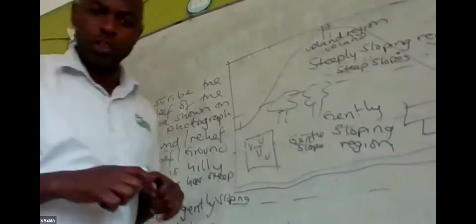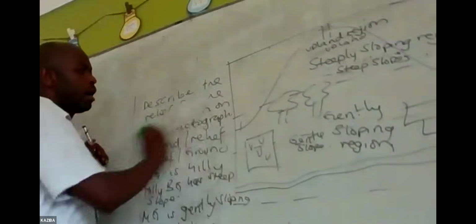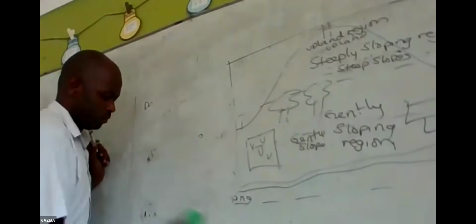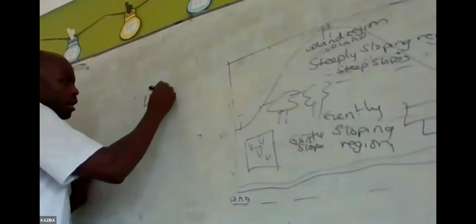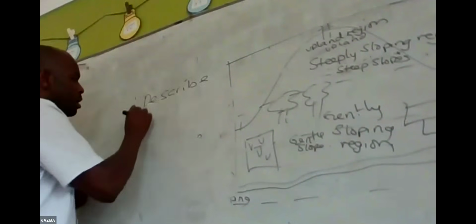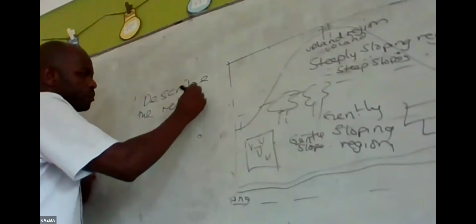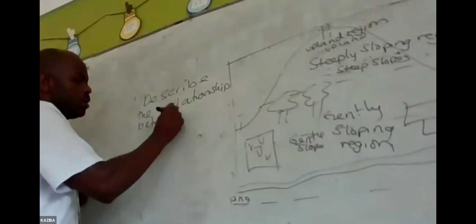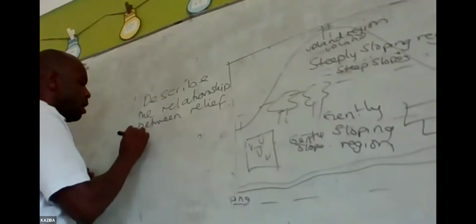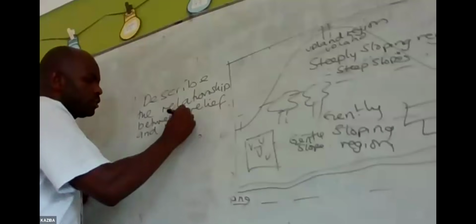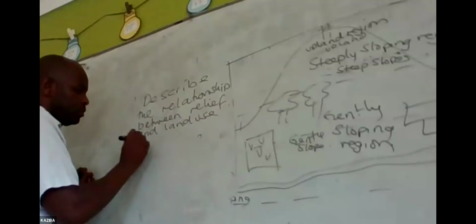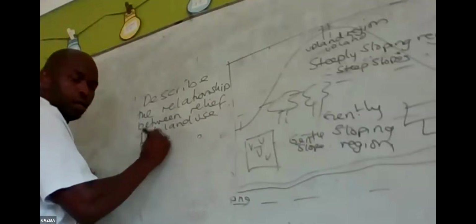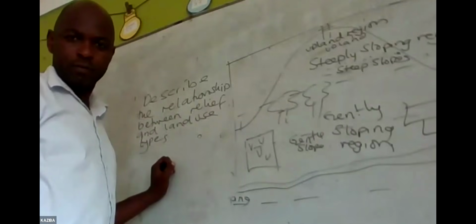Now we're going to look at the relationships. So the other question is about the relationships. They can say, describe the relationship between relief and land use types. Describe the relationship between relief and land use types.